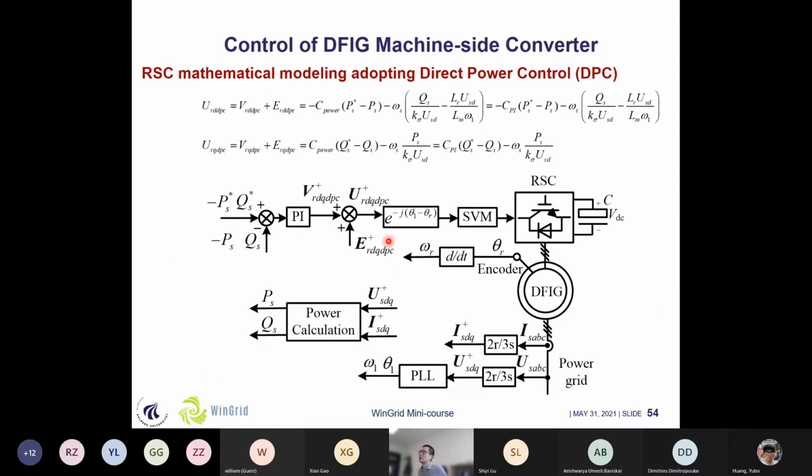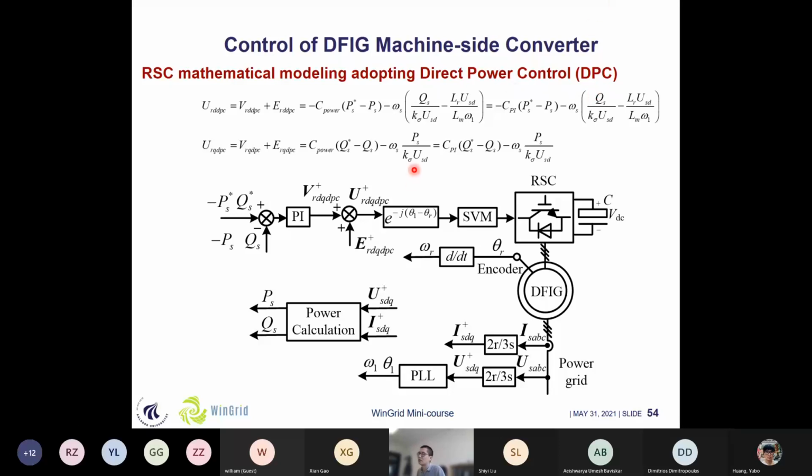So these are some control strategies based on vector control, and we can also use other controls like direct power control. What is the difference between direct power control and vector control? As we mentioned before, for vector control we need to use a dual loop system, with an inner current loop and an outer active power or reactive power loop.